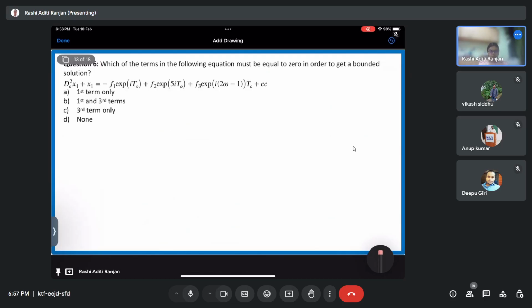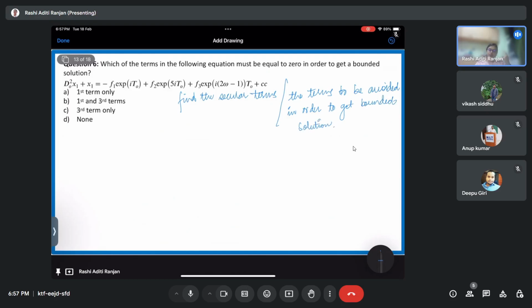There was a question now which said to find the secular terms, or we can write, the terms to be avoided in order to get a bounded solution.